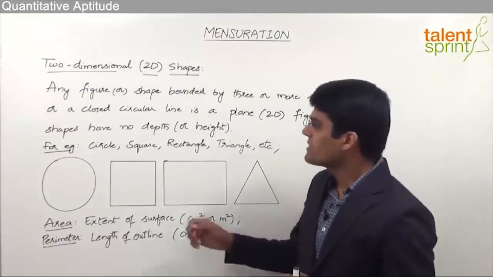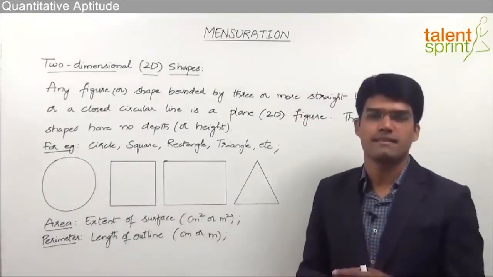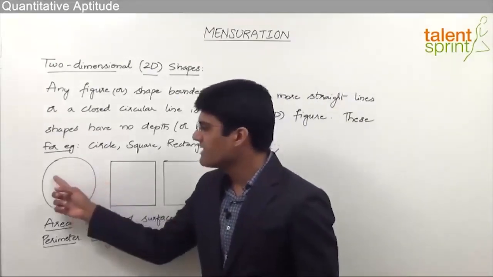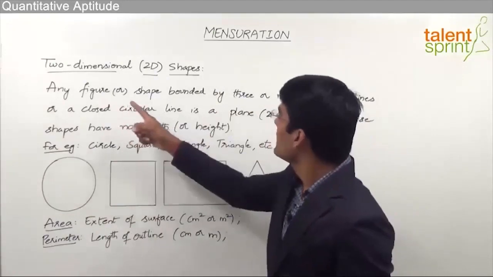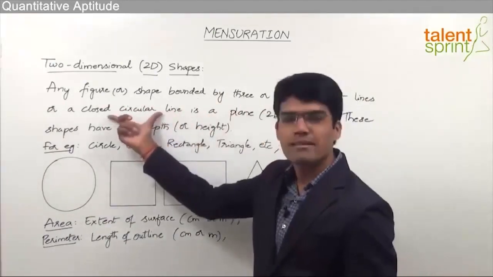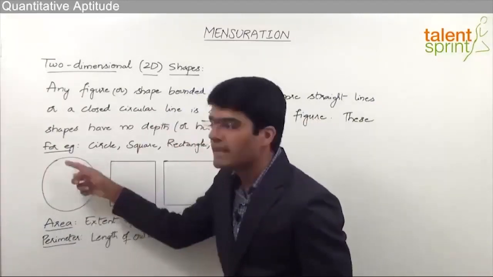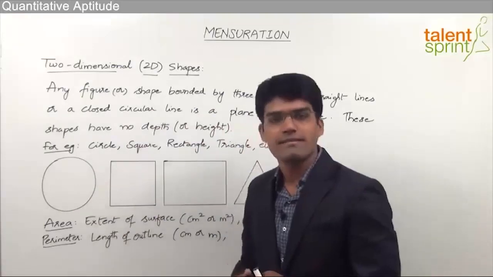Now, the various examples of two-dimensional shapes are circle, square, rectangle, triangle, etc. And these shapes have been given here. So the first one that you see here is a circle. As you can see, going by the definition, any figure that is bounded by a closed circular line can be called a 2D figure. Now here, this is a closed circular line. This is a bounded shape. So hence, this is a two-dimensional shape, which is called as circle.